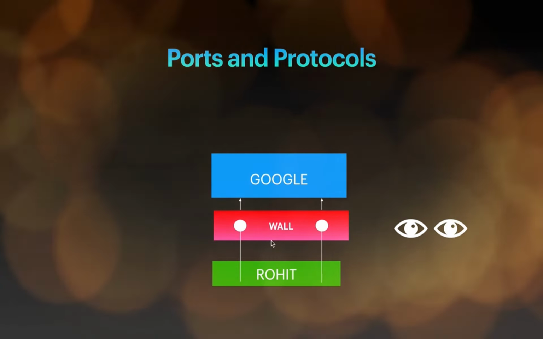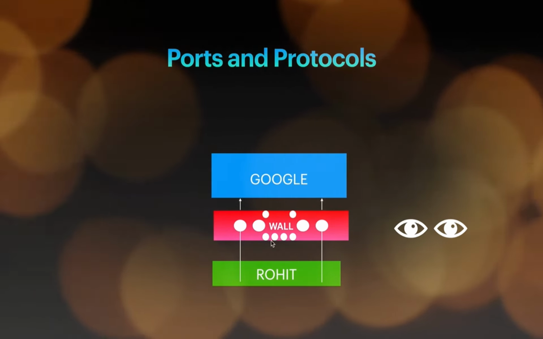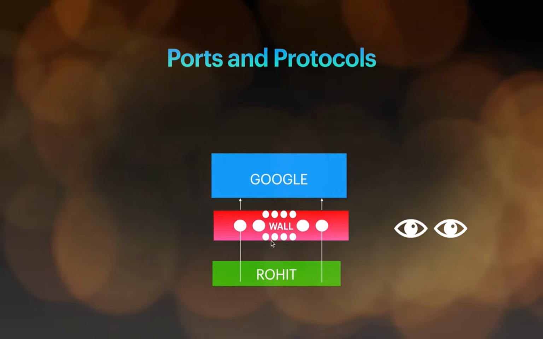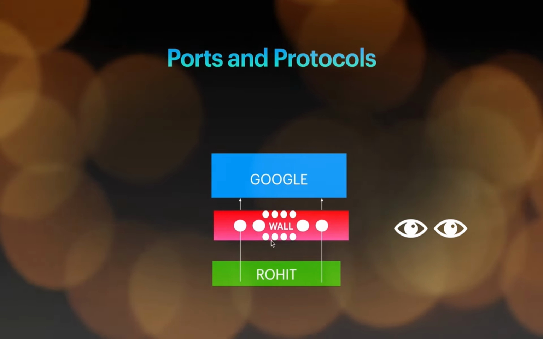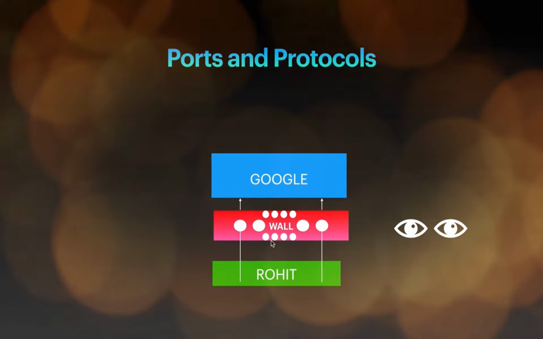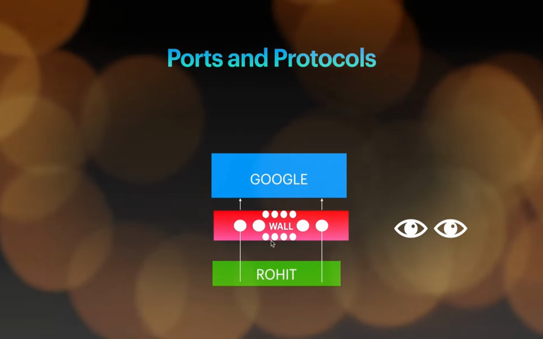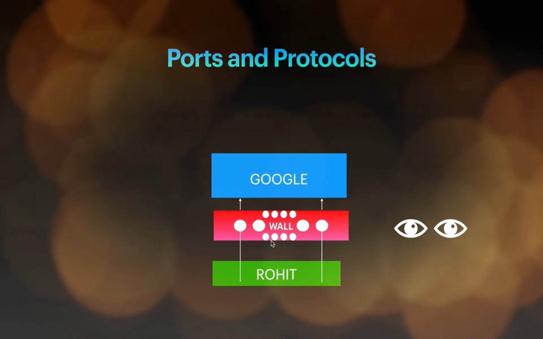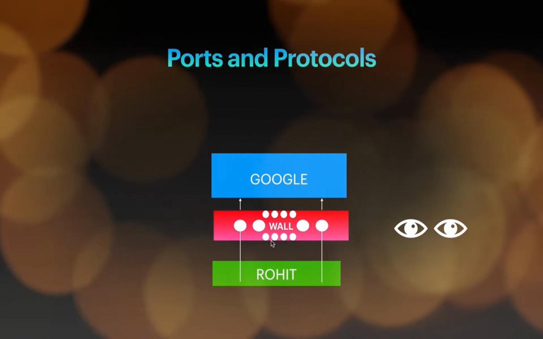Similarly, if Rohit makes multiple holes in this wall, then he is able to send a lot of requests from each and every port. Perfect. So we have understood how a port works and why a port is used. It is used to transfer from one end to another end, or to behave as a bridge between a server and a client so the request can pass through.